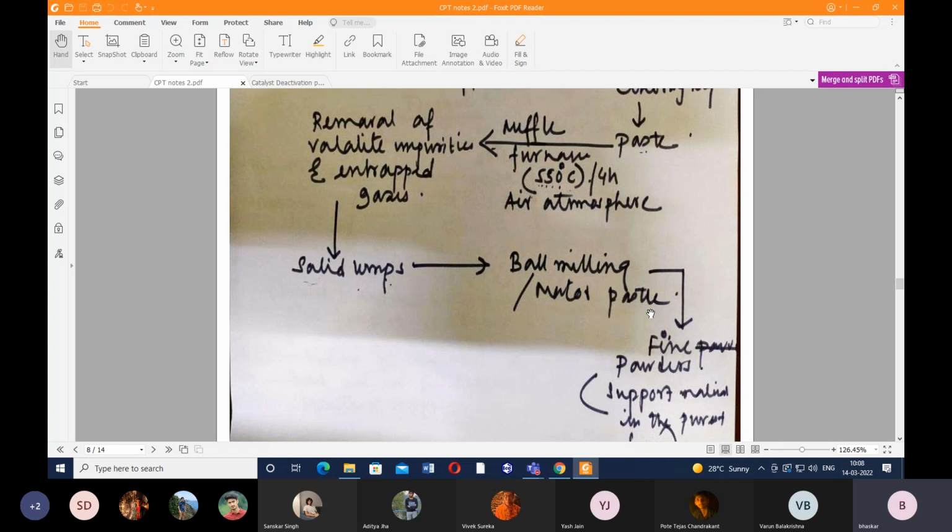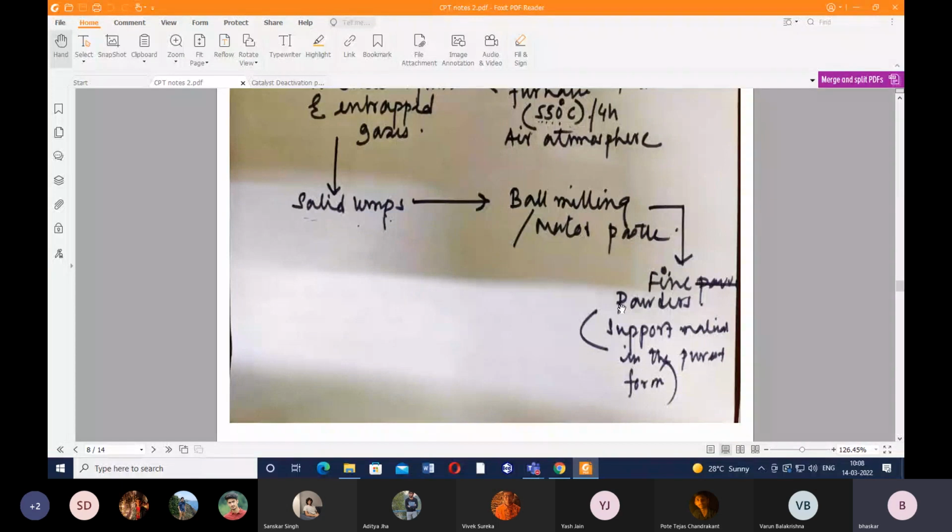Suppose we are handling 1 gram of the support material, then we go for the mortar and pestle operation. Otherwise, suppose we have 100 grams of solid lumpy material, then we go for ball milling. Fine grinding takes place, and as a result, we end up with fine powders. These are basically the support material in the purest form, and in powder form.